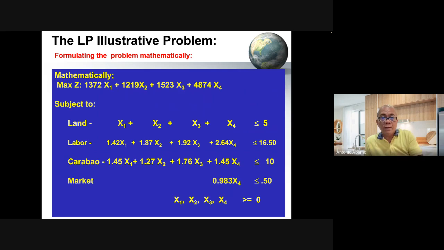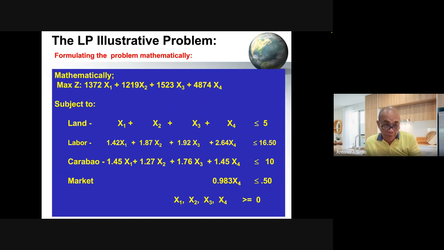So, mathematically, the problem is to maximize Z, where Z is the gross margin: 1372 X1, 1219 X2, 1523 X3, and 4874 X4. Okay? That is the objective function. Subject to land: X1 plus X2 plus X3 plus X4 less than or equal to 5.